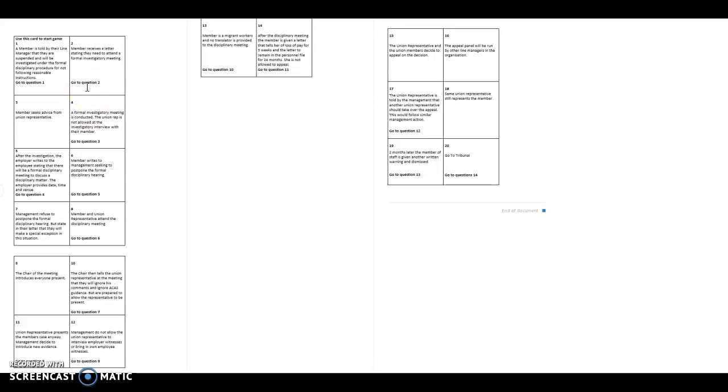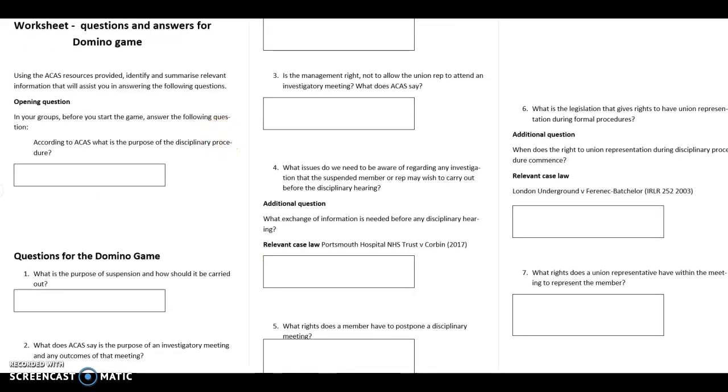And basically, I got everyone to play. So I handed out, they all divided it amongst each of the tables. And then obviously we would start with card number 1. And on card number 1, it says, go to question 1. I'd also handed out a questionnaire sheet, and then the question for the domino game is what is the purpose of suspension and how it should be carried out. What everyone then did is work through each of the questions using the dominoes.